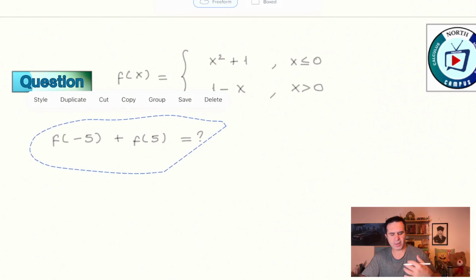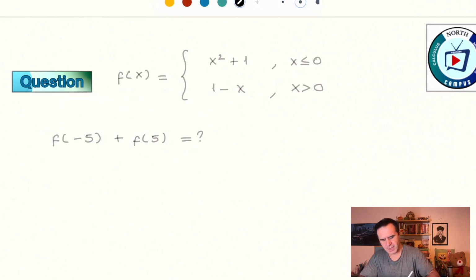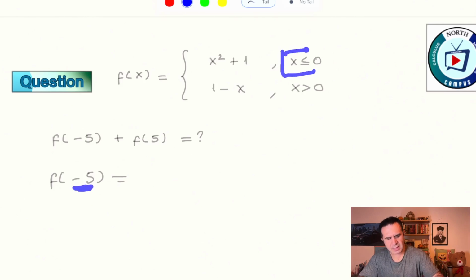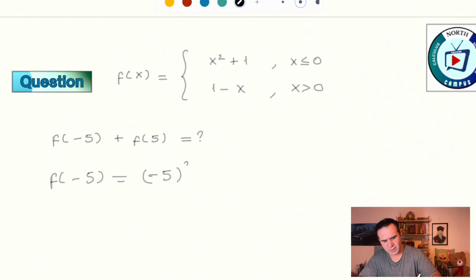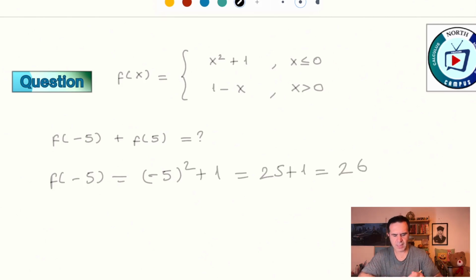Firstly, I will find f of minus 5. To find f of minus 5, look here. Minus 5 is less than 0. So, to find f of minus 5, we will use this function here. And f of minus 5 equals minus 5 squared plus 1, and this is 25 plus 1 equals 26.